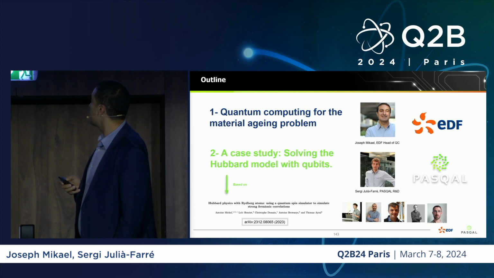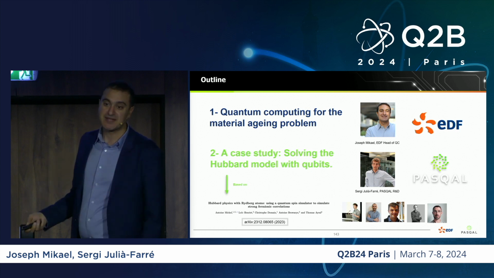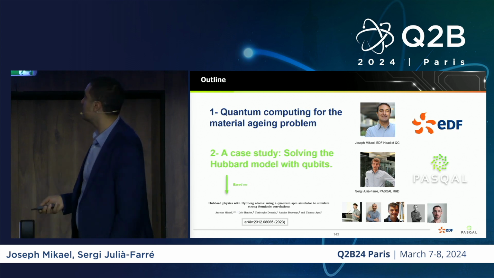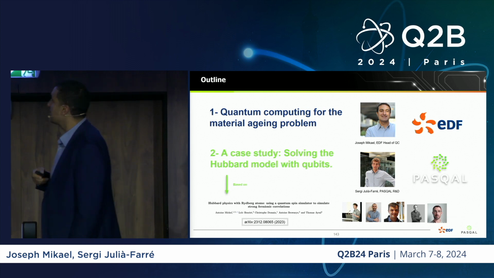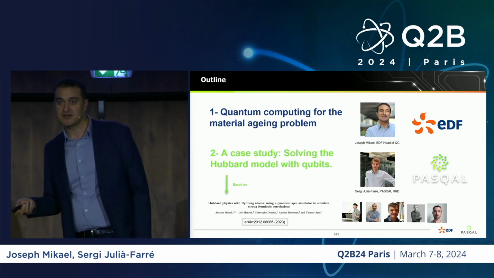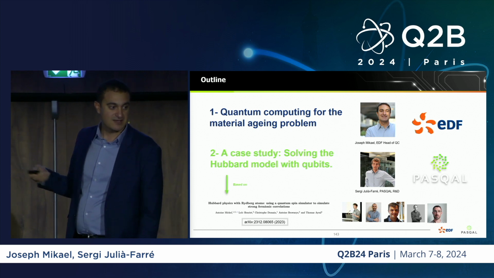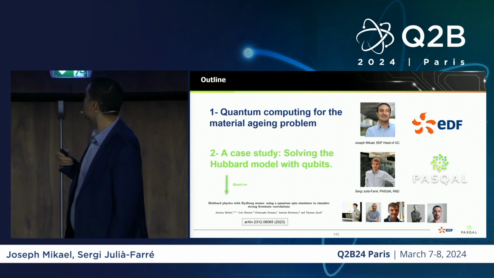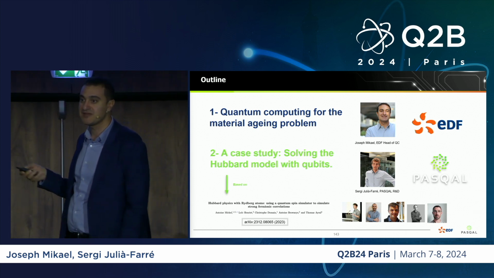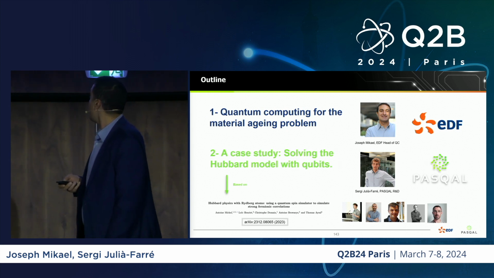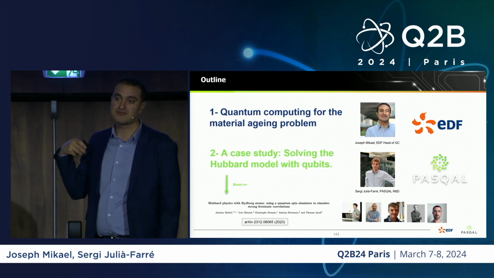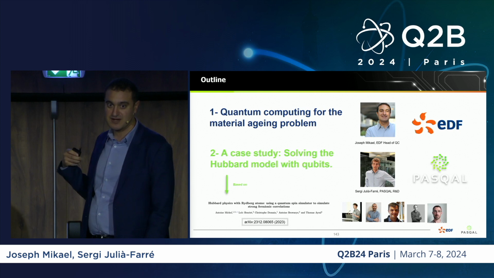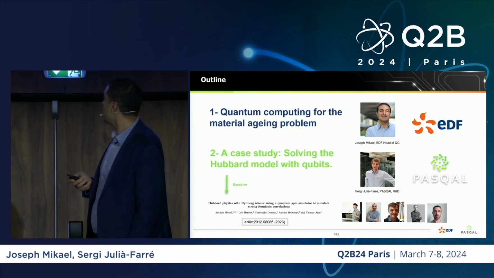So we'll talk about material science, material simulation, and I'll try to explain why it is important for a company like EDF, and then Sergi from Pasqal will introduce a brand new method, called the slave spin method, to solve the Hubbard model with analog-based quantum computers.